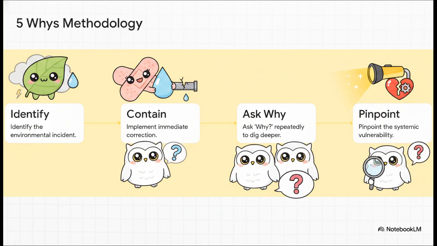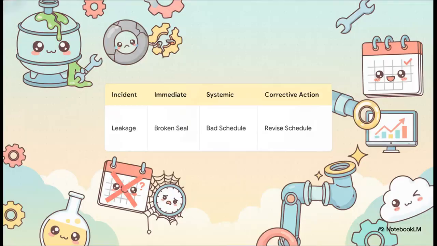You might think you know the answer right off the bat, but by the 3rd or 4th why, you usually uncover something entirely different. You have to keep drilling down through those organizational layers, challenging the status quo until you reach step 4 and pinpoint the actual systemic vulnerability. Let's put this into practice with a concrete scenario.